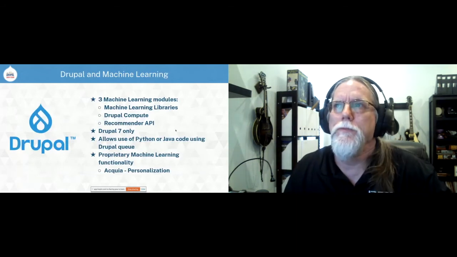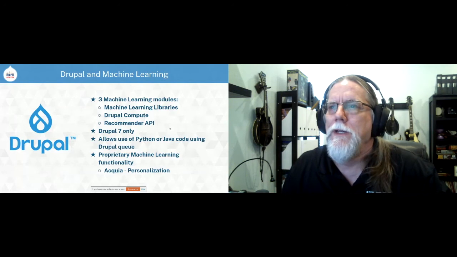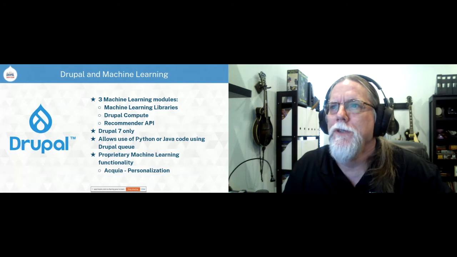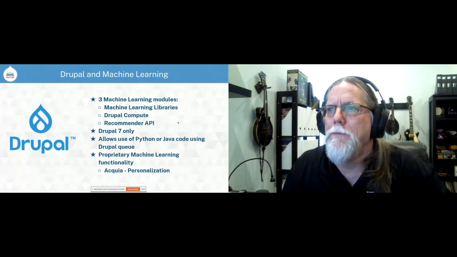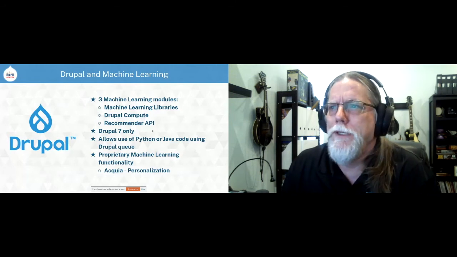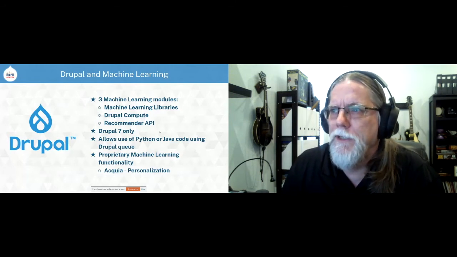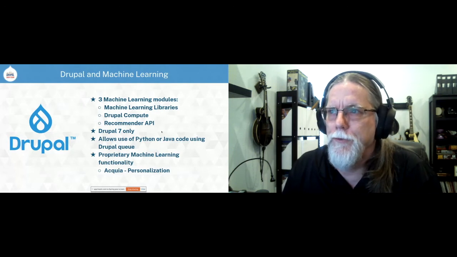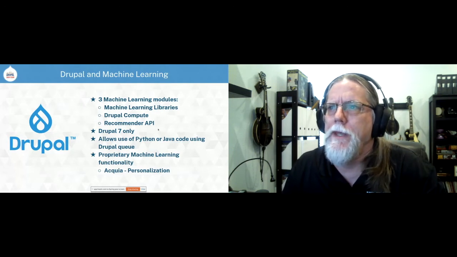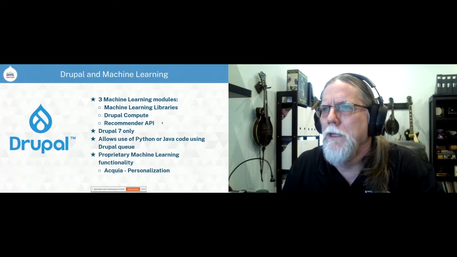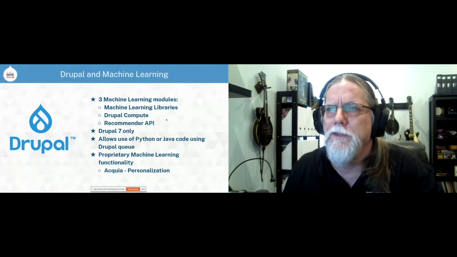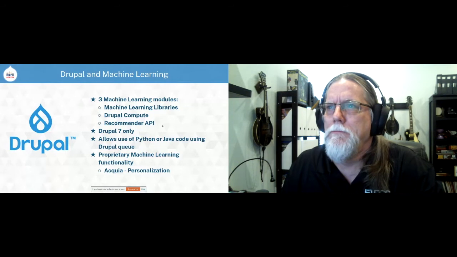So what about Drupal in machine learning? Well, there are 3 machine learning modules, machine learning libraries: Drupal Compute, and the Recommender API. But they're for Drupal 7 only. They were never ported to Drupal 8 or Drupal 9. In fact, a couple of years ago, I became a co-maintainer on these, and I was looking to convert them over to Drupal 8.